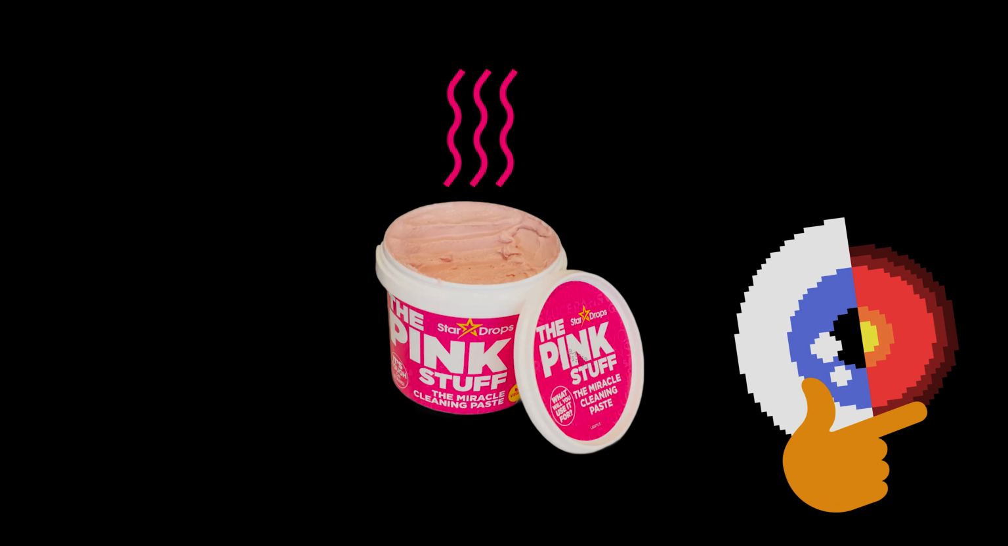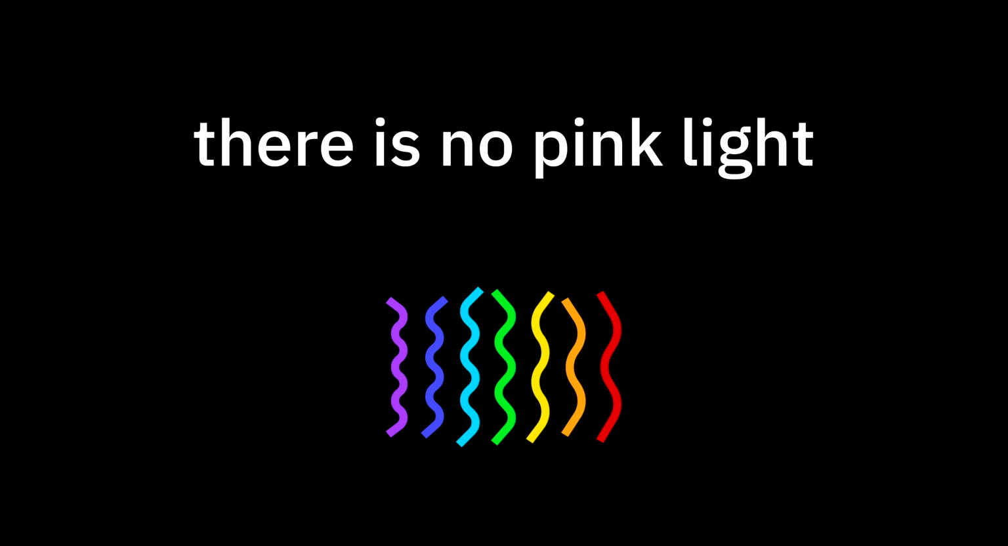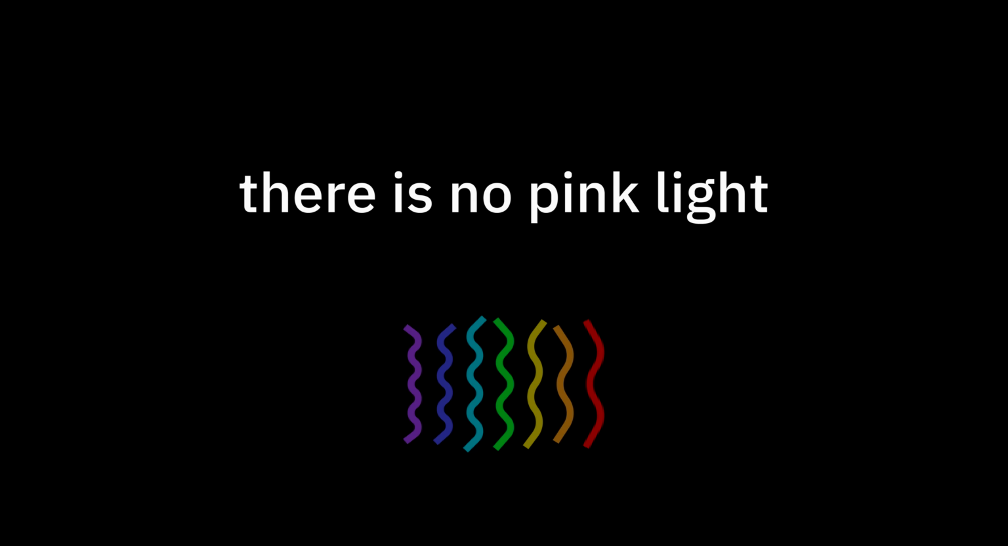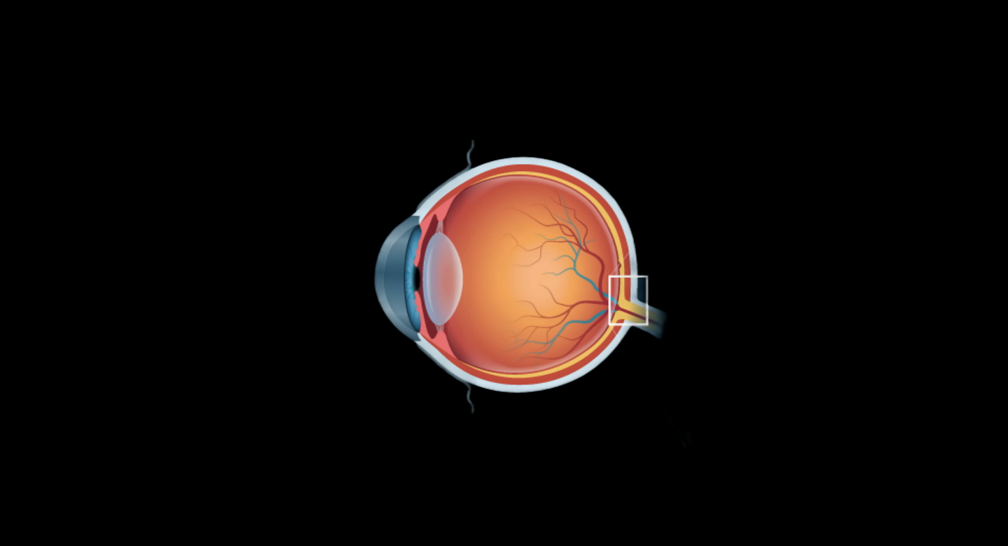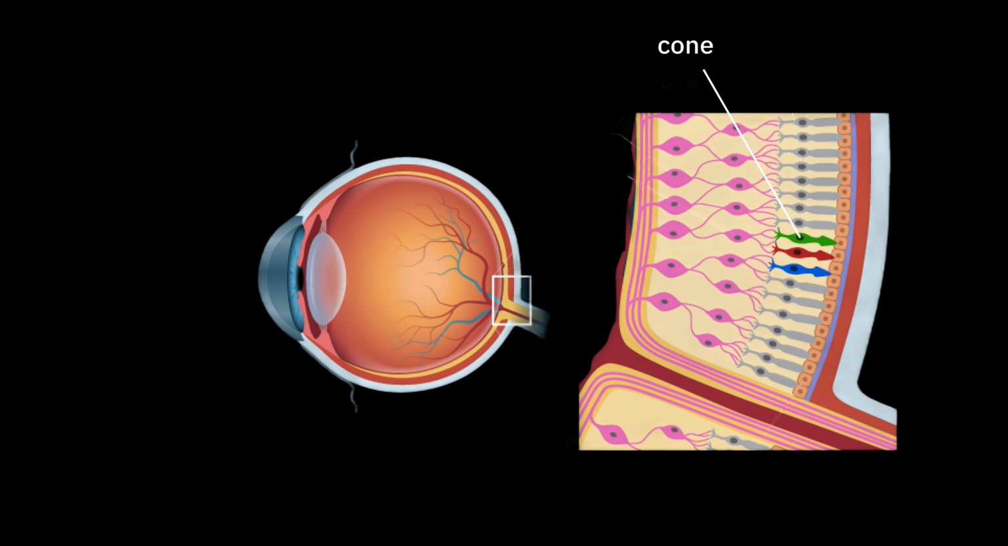This is where it gets tricky because there is no pink light in the spectrum of visible lights. So how do we see pink then? The answer lies in another place we haven't considered yet: our eyes. We see color thanks to these cone cells inside our retina. When the light that's reflected from something hits our eyes with a certain wavelength, it triggers this area with 3 types of cone cells, each sensitive to different wavelengths.